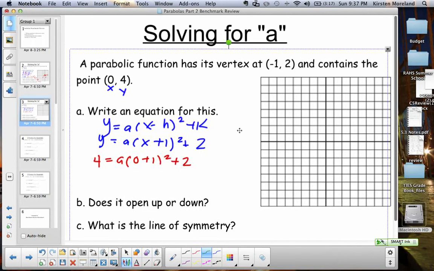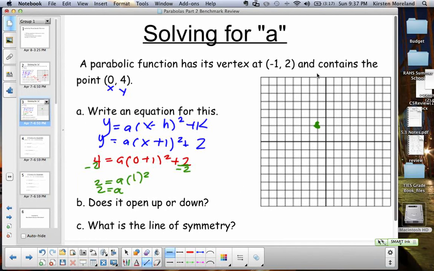First step, get rid of this number over here, so I'm going to subtract 2 to the other side. So I get 2 = a times (0 + 1), which is 1. So I get 2 = a. So I'm going to go to my graph and start visually seeing what's happening. So I'm at (-1, 2) for my vertex, which means right away when you plot that vertex, I want you to draw in a line straight up and down to show your axis of symmetry. So that's my axis of symmetry.